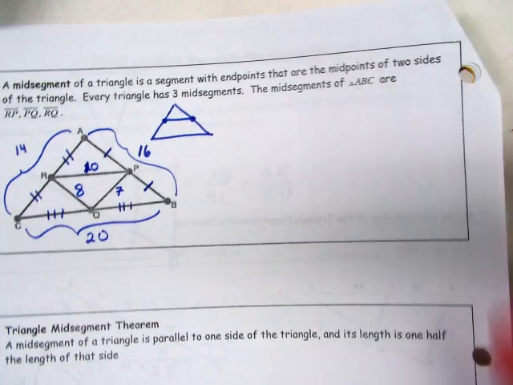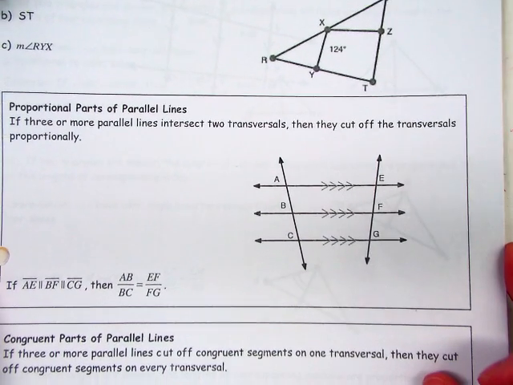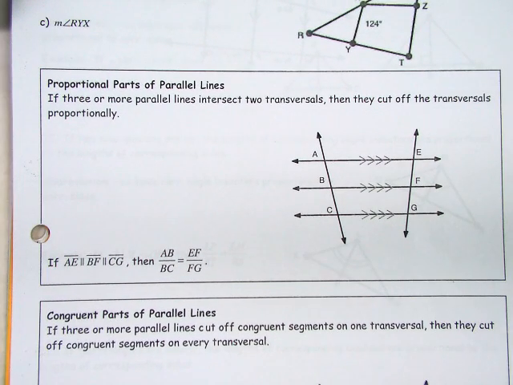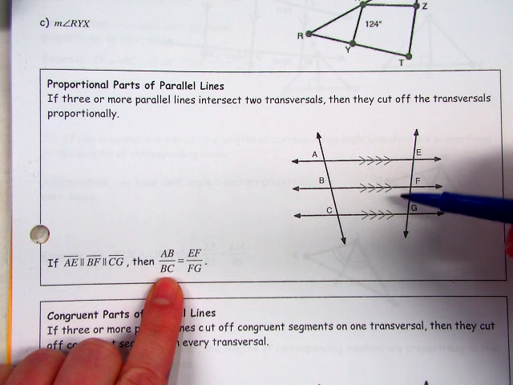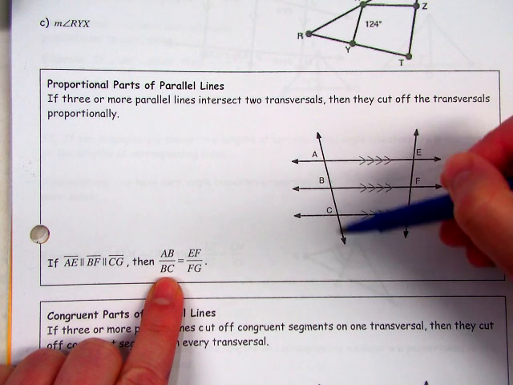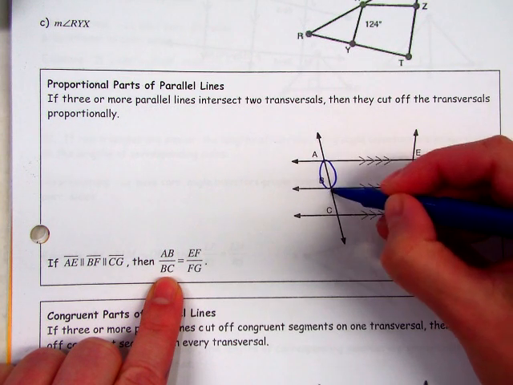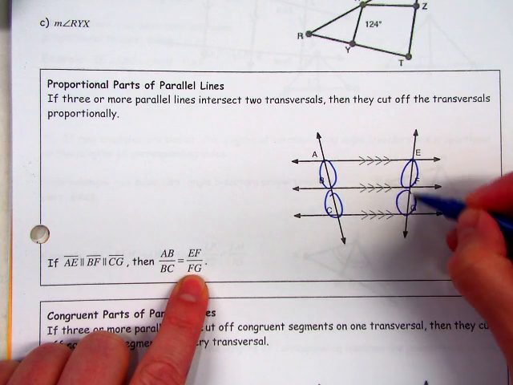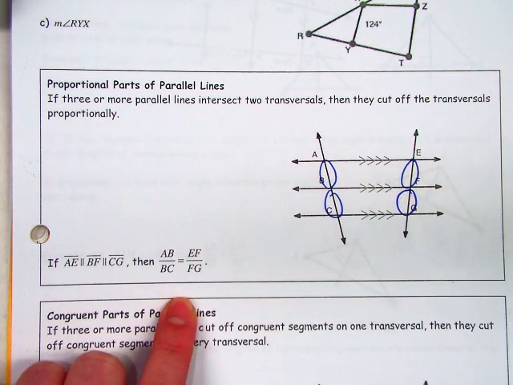The next theorem that I want to talk about is the proportional parts of parallel lines. Basically, it's just going to be a lot of equal segments or equal proportions, equal ratios. If you have parallel lines and they're cut by 2 transversals, you can find all of these segments with just taking AB, dividing it by BC, setting it equal to EF, dividing it by FG, and when you cross multiply, you can find any of the missing parts.